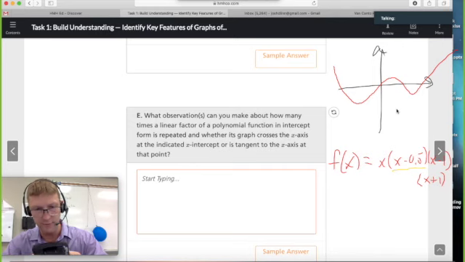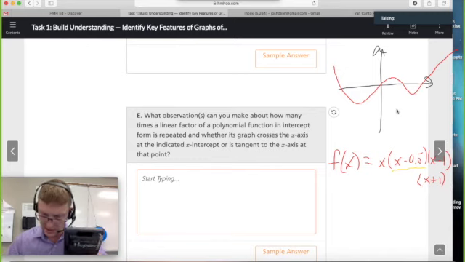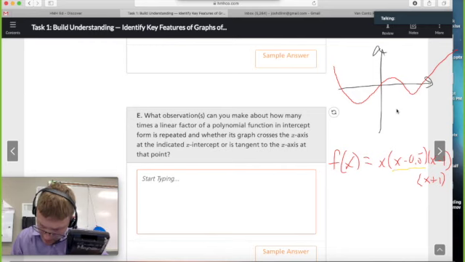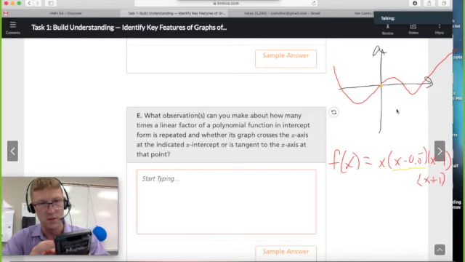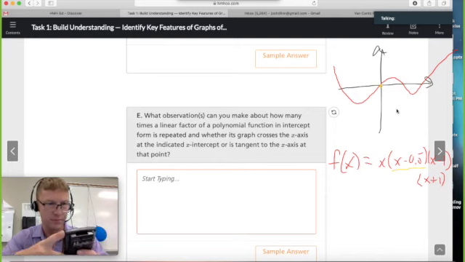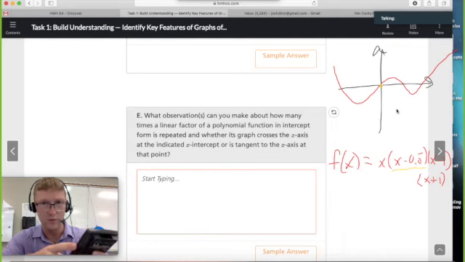Oh, it's hard for me to tell, so we're going to zoom in some more. What I'm trying to figure out is, does this crossing point right there, is that really 0.5? I mean, it might be. Maybe it's 0, 0. I don't know. So let's zoom in just a little bit more. Yeah, it definitely looks like 0, 0.